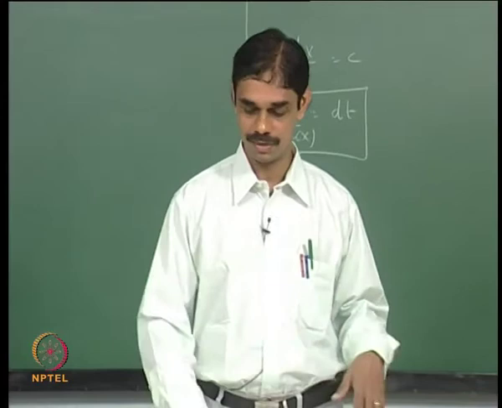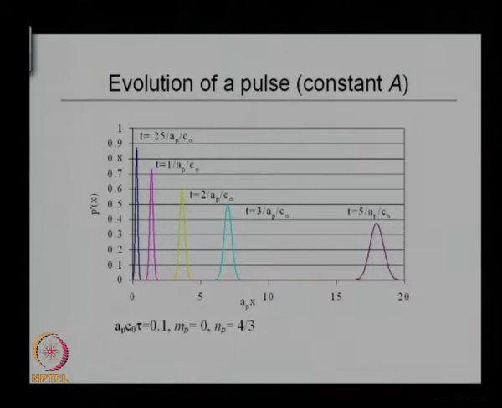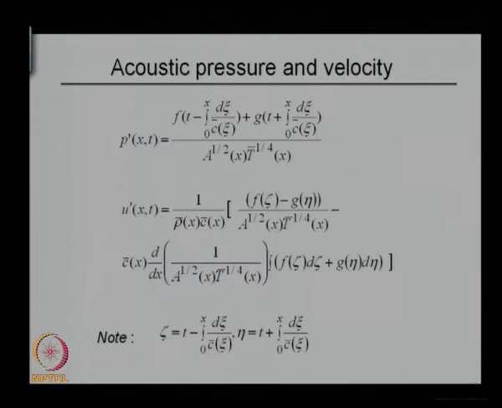So, we will look at what happens to the evolution of a pulse. Let us first look at constant area case, and temperature is varying. So, here temperature is varying as per this profile. The temperature is increasing and the pressure amplitude is dropping. I think that is what we saw from our formula. When temperature increases, pressure will drop.